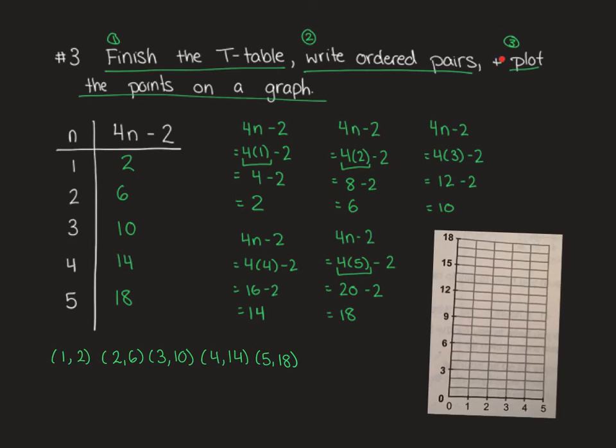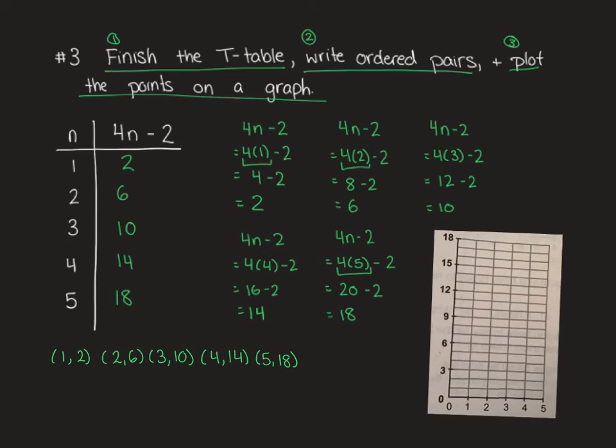Our final step, number 3, is to plot the points on a graph. So I've just used a picture of the graph that they'll have in your textbook. They give you kind of a rectangular grid, but that's fine, we can still use it. So you're going to look at your first ordered pair, and we've got our x and our y value. Remember, x is our horizontal axis going along the bottom, and y is our vertical axis going up and down.